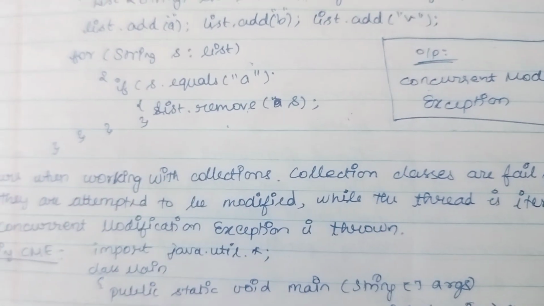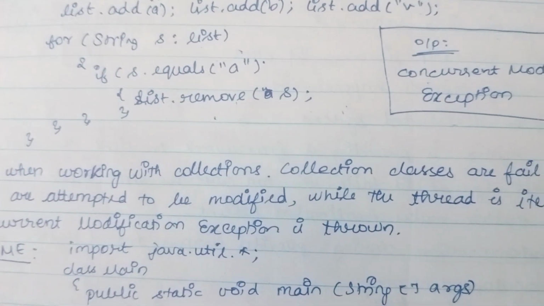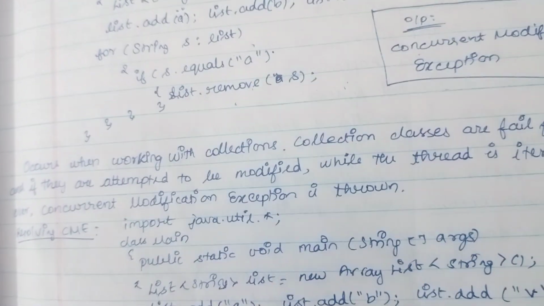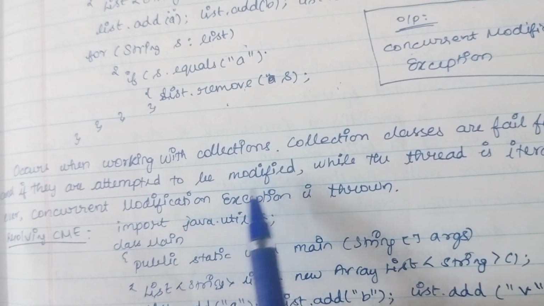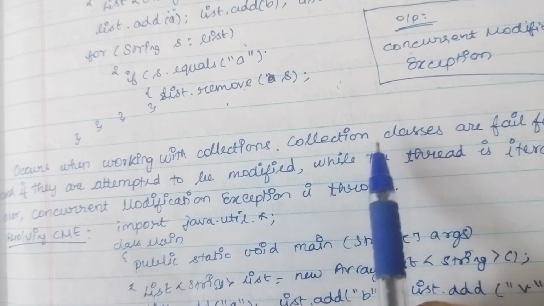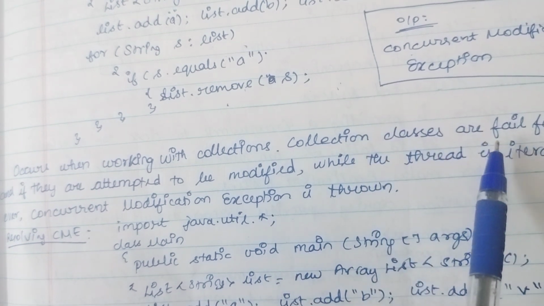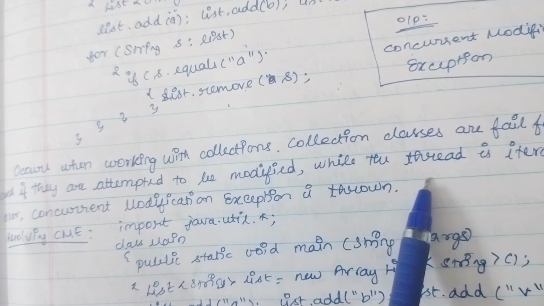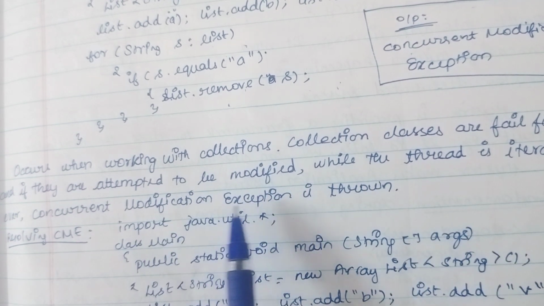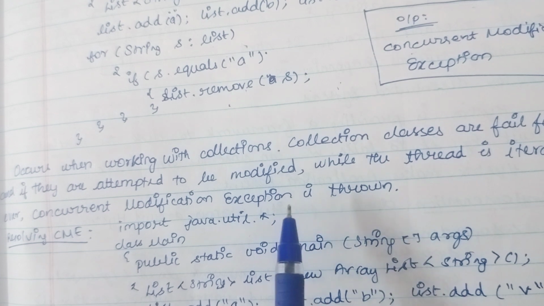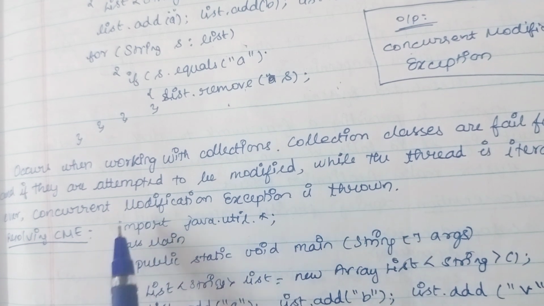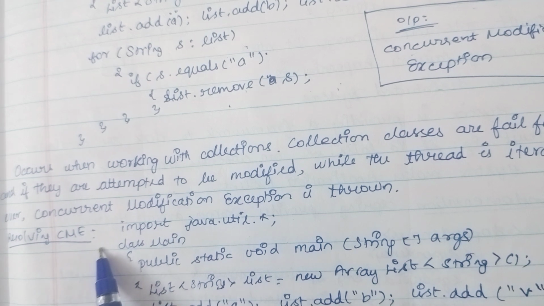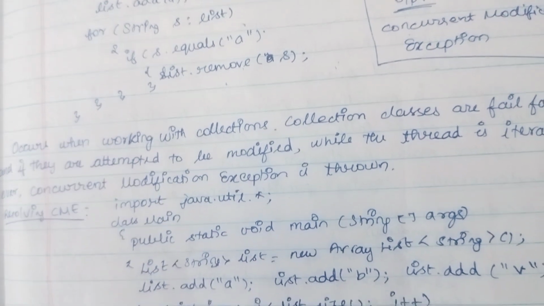It will generally occur in a Java class, in a collection. Generally we know that array list and linked list are fail-fast, and whenever we make any modifications, that will result in a concurrent modification exception. So let's see how we can recover from this concurrent modification exception as well. Let's see that too.